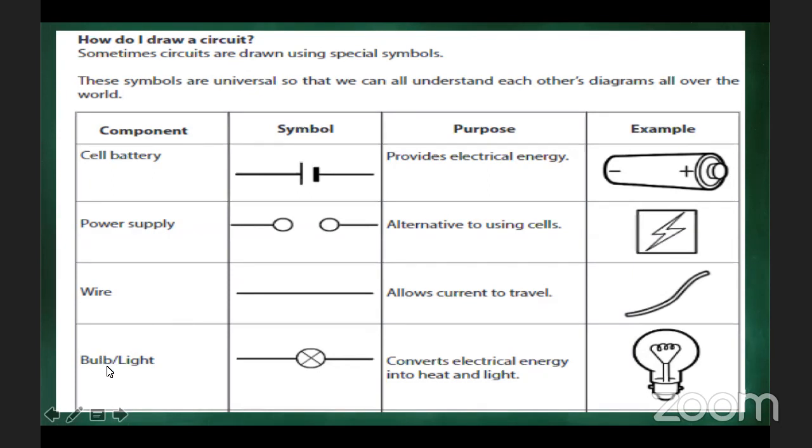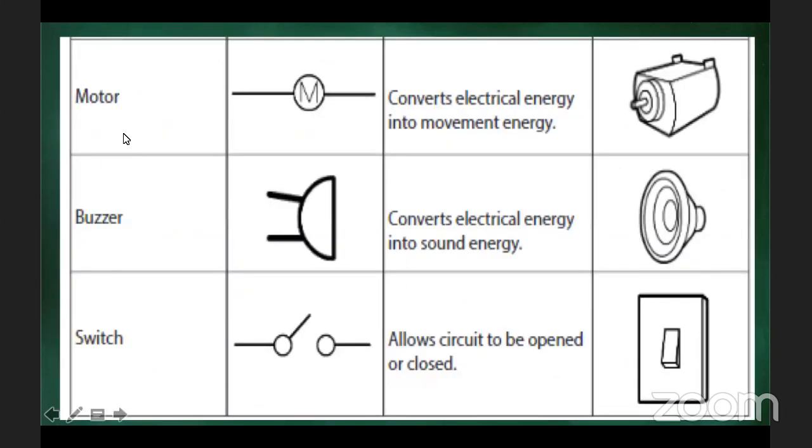On the bottom of your screen, we've got a light bulb. The symbol of a light bulb is a round drawing with a cross in the middle. The purpose of a light bulb is to convert electrical energy into heat and light, as we know that a light bulb gives off heat and light energy. An example of a light bulb in real life is the drawing on the extreme right of your screen.